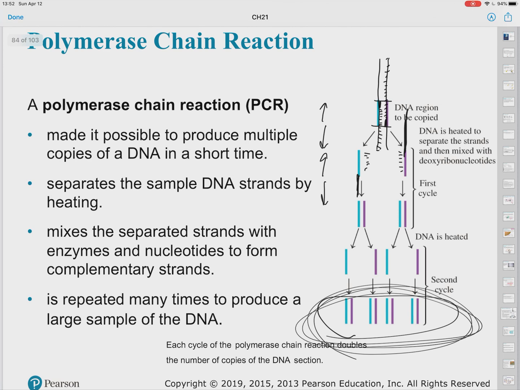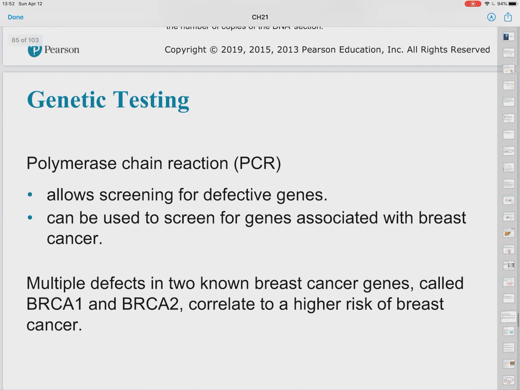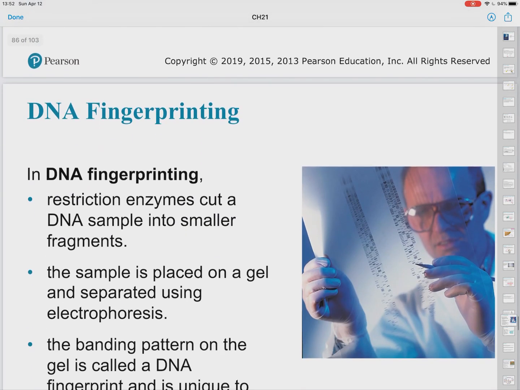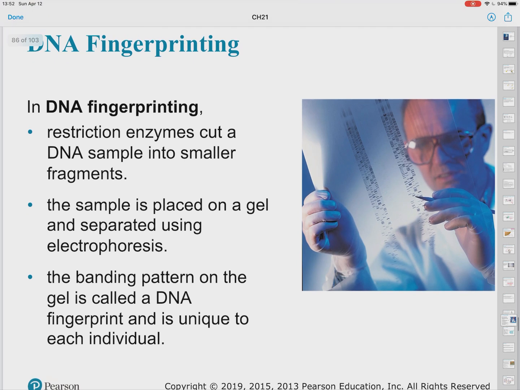We use a different test now. It's an antibody test. It's a little faster to read. But anyways, that's how polymerase chain reaction works. Yeah, it can be used to see if you have particular genes.